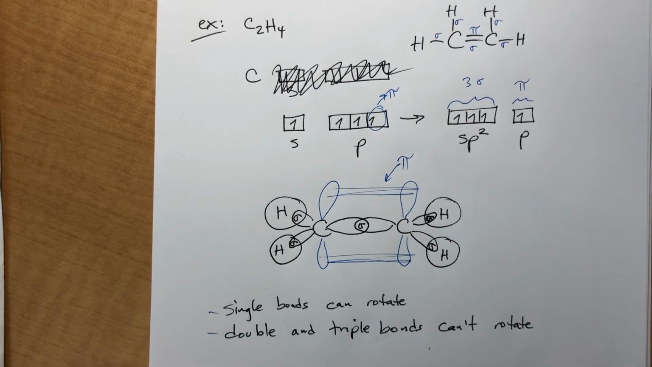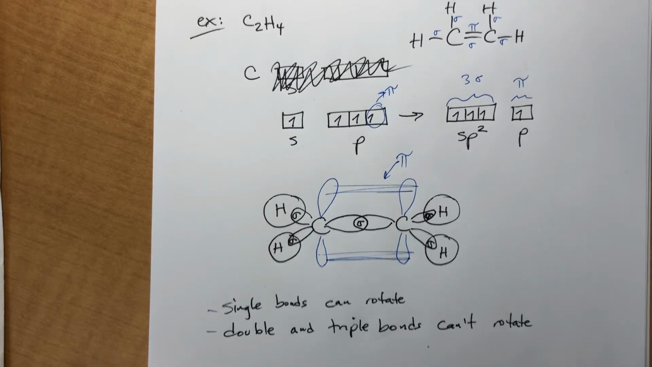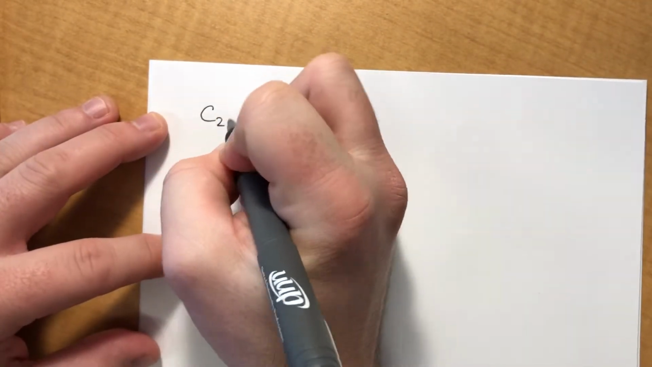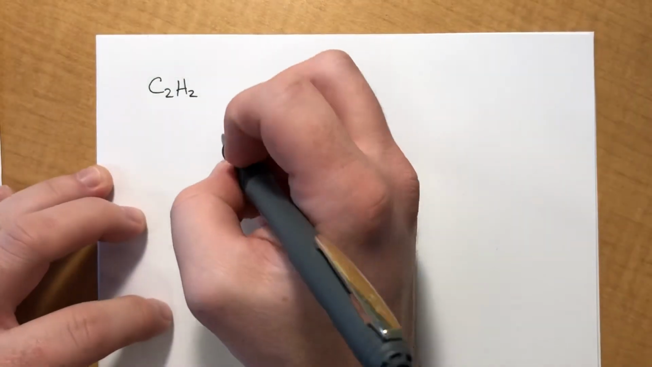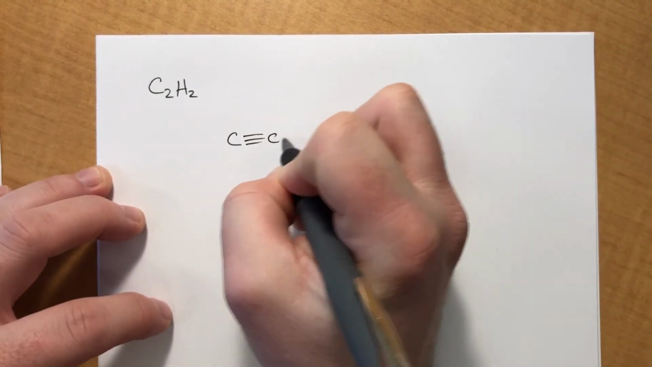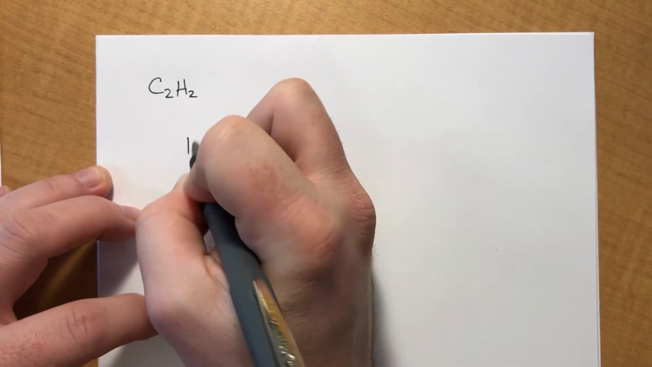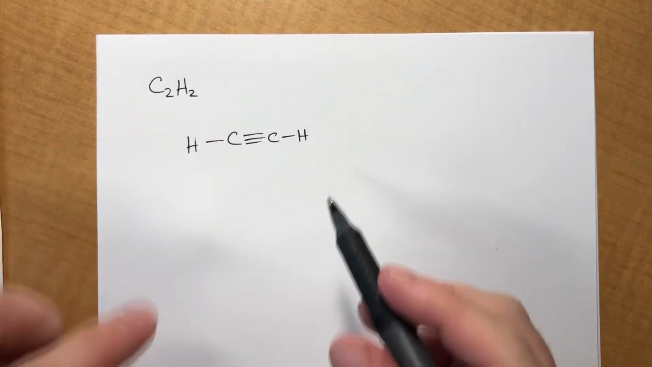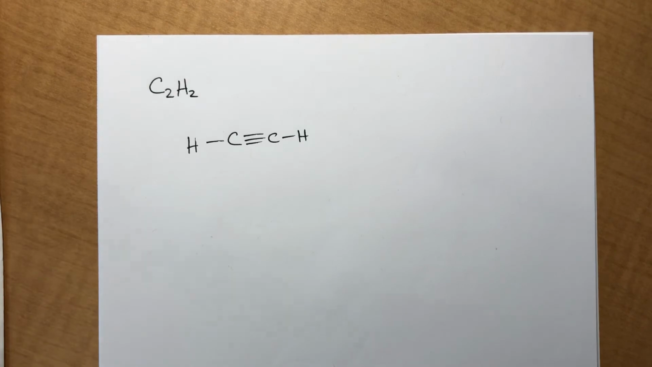Okay, let's try another example, something with a triple bond. Okay, let's try C2H2. This is acetylene used in blowtorches. The structure would look like this. It's a really simple molecule. It's basically two carbons with a triple bond in the middle, and there happens to be some hydrogens.